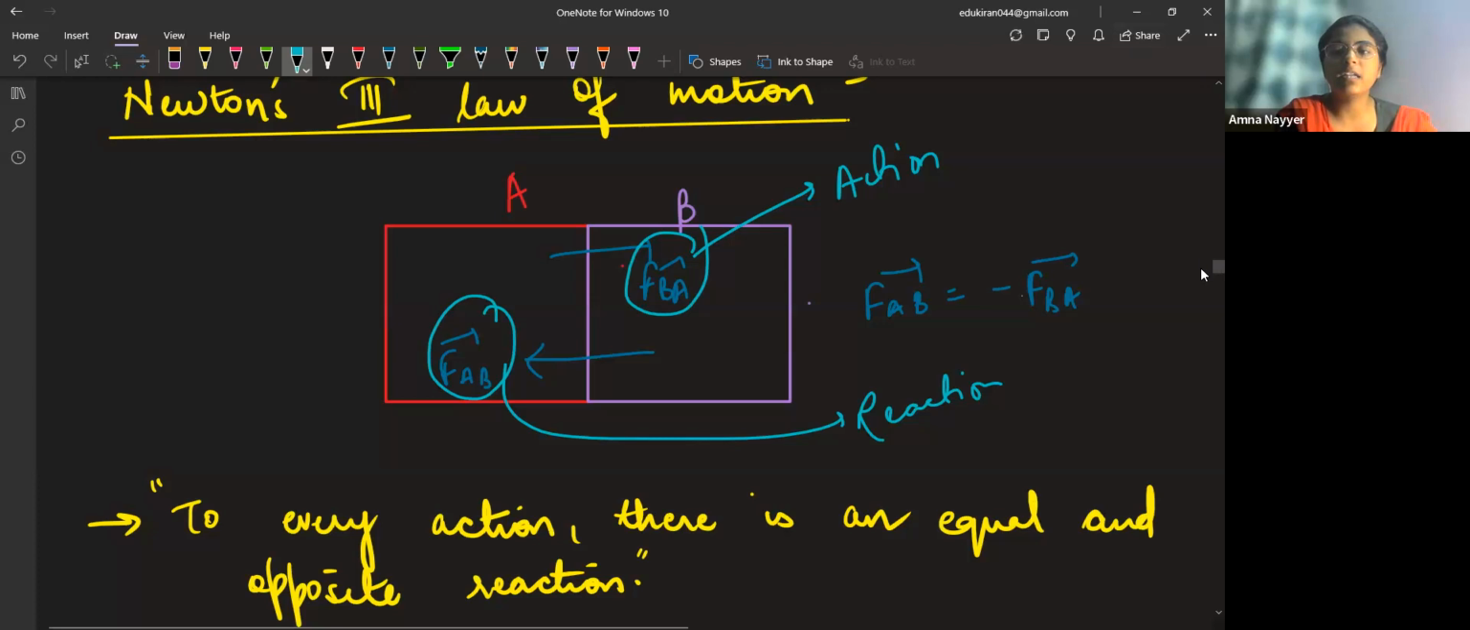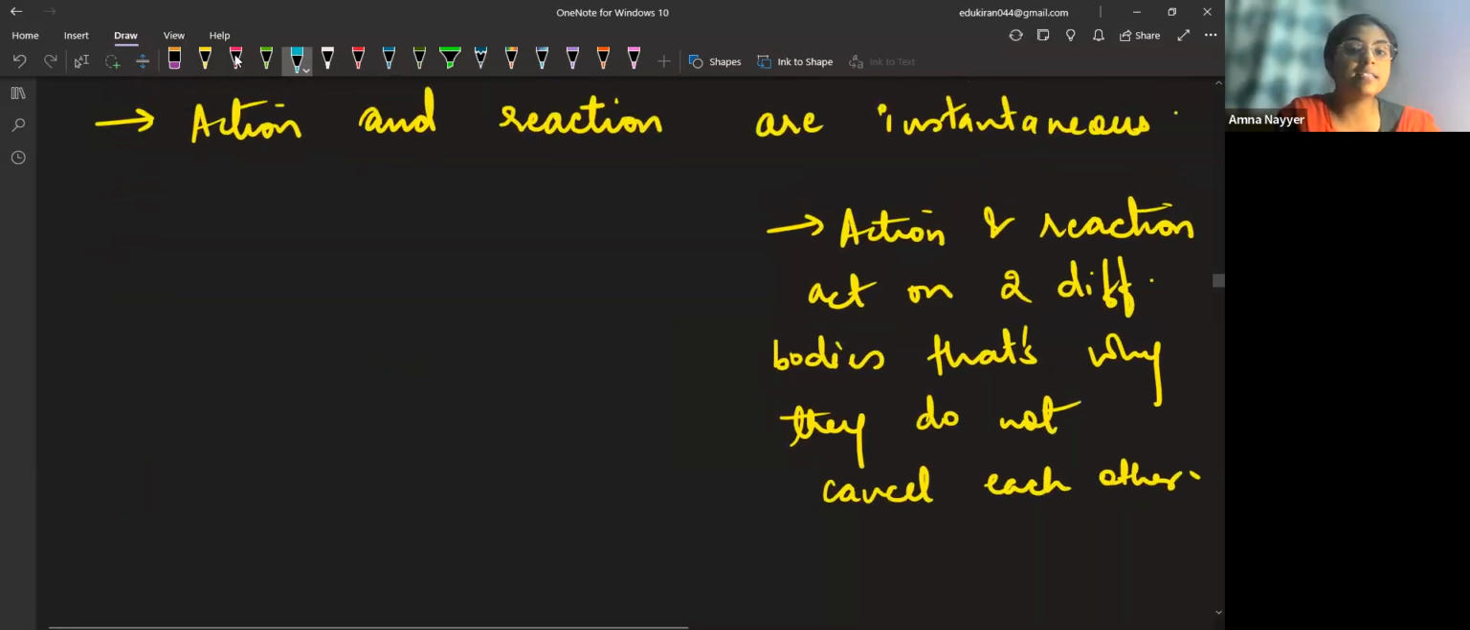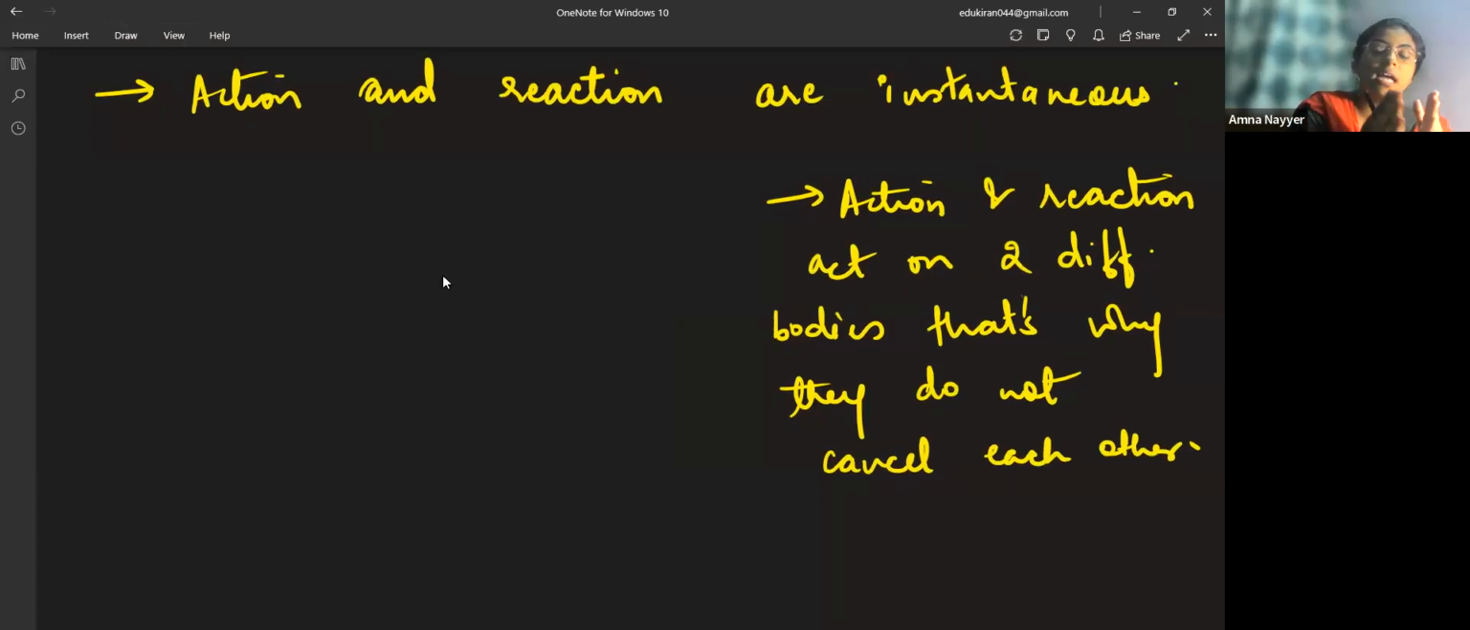This is what is meant by Newton's third law of motion, which you have to remember. They are instantaneous, meaning they occur at the same time. It's not like you have applied an action for a particular time and the reaction occurs after 2 hours. If this body has applied a force in this direction, the reaction is applied immediately and both bodies will remain in a neutral position. It's not like body A gives the reaction 3 hours later. No, they are instantaneous.